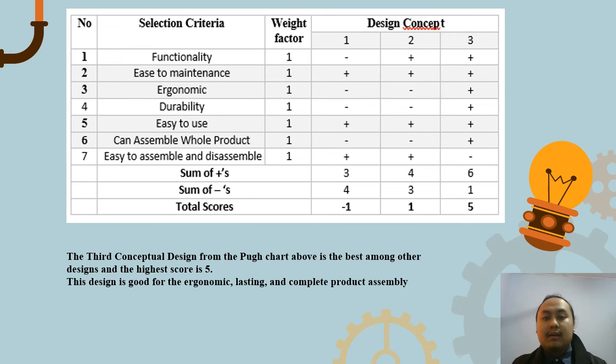As can be seen, design concept 3 fulfills the requirements of the selection criteria. From the pie chart above, the third conceptual design is the best among the other designs, and the highest score is 5. This design is good for ergonomics and can assemble the complete product, compared to the other two, design concepts 1 and 2, which cannot assemble the whole product.